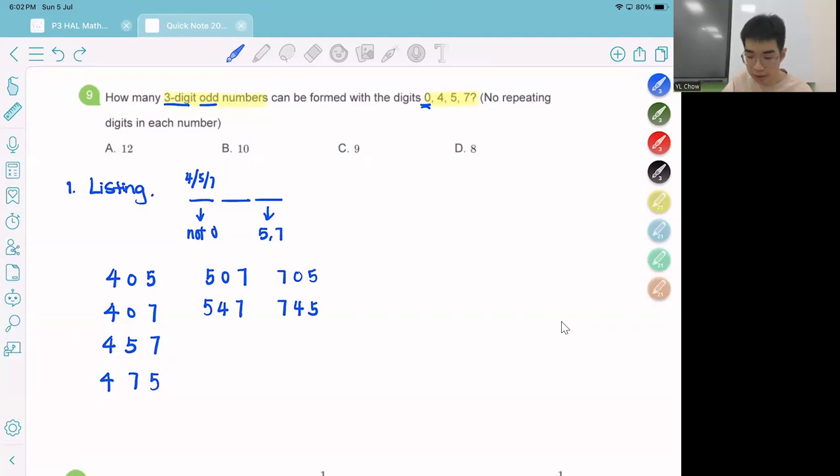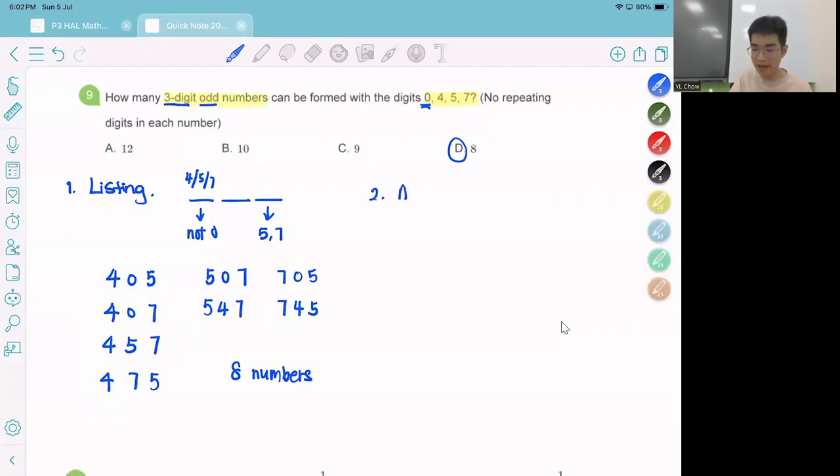Now, take note, we are always listing from small to big. Smaller hundreds, then the next hundreds, then the next hundreds. Within each hundreds category, I'm going from small to big for my tens, then if possible, small to big for my ones. So in total, we have listed 8 numbers. My answer is D. That's the first way of doing it, using listing.